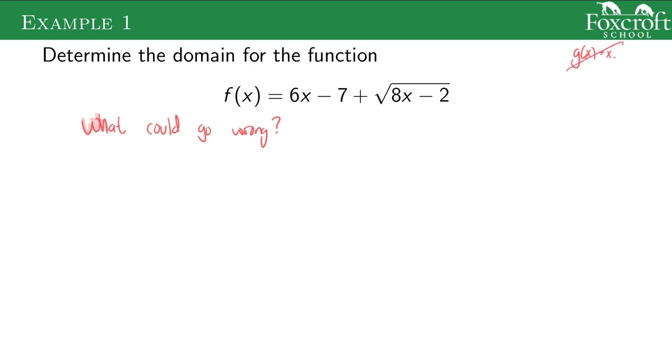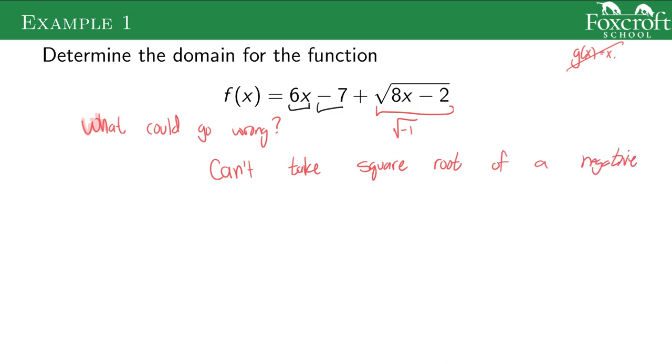So what could go wrong in this function? Well, 6x, just like I just said, 6 times anything, that makes sense. 7 never changes. But here we have this square root, and square roots are a little bit different. So could something go wrong with the square root? Yes, something could go wrong. You cannot take the square root of a negative number. This is something you just have to know in general. You can take a square root of a negative and get a complex number, but when we're talking about graphs and domain, we care about real numbers, so we can't take the square root of a negative in this scenario.